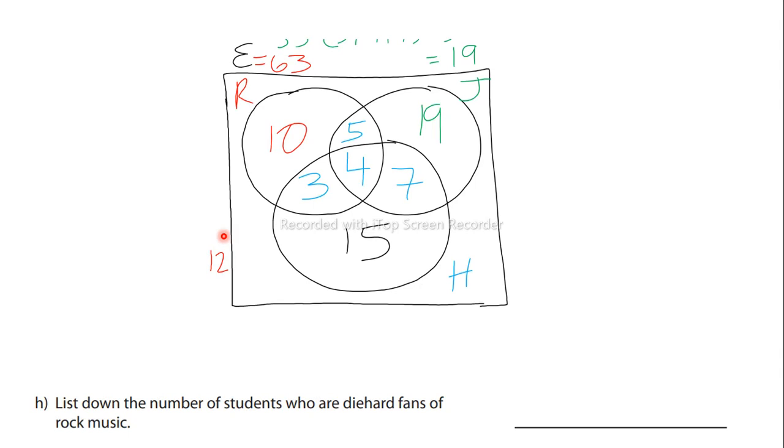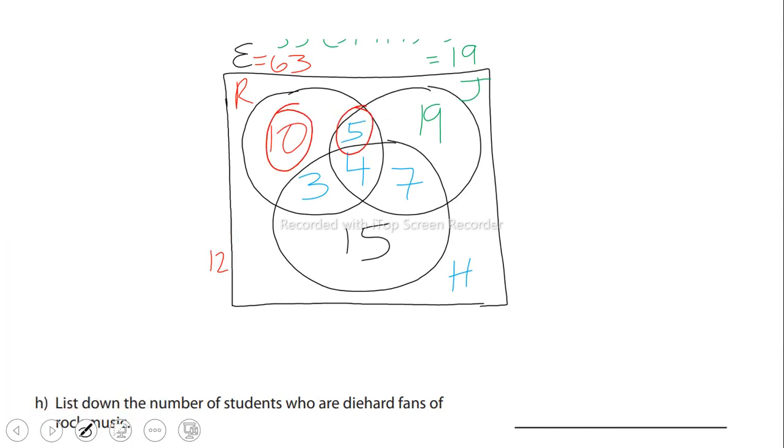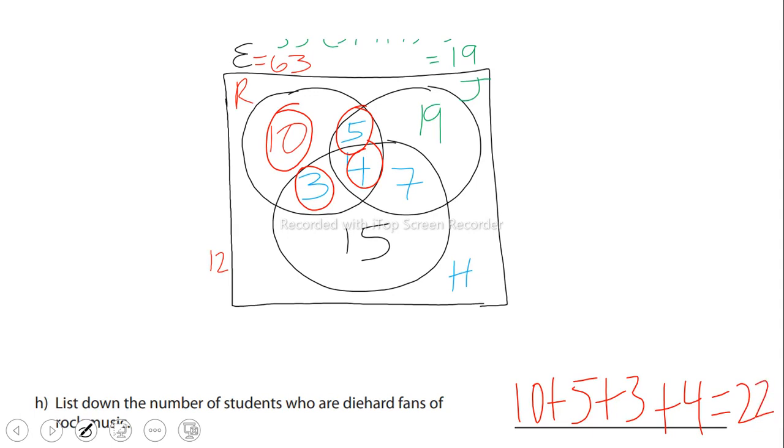So let's list down the number of students who are diehard fans of rock music. That would be 10 plus 5 plus 3 plus 4. So 10 plus 5 is 15. 15 plus 3 is 18. 18 plus 4 is 22. Okay, so that's the solutions that we got.